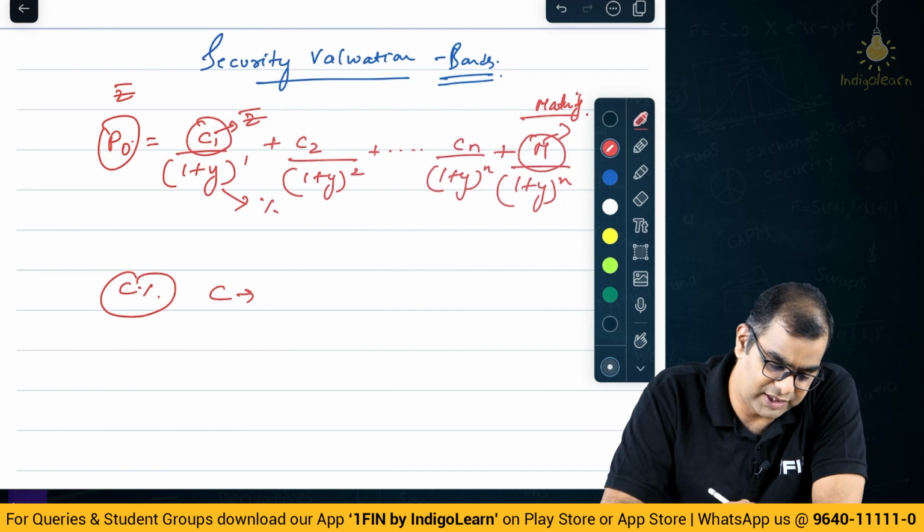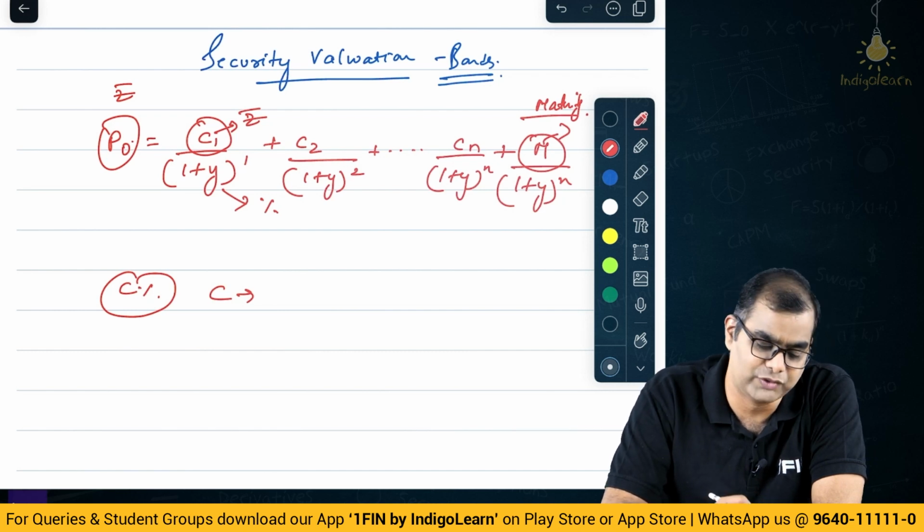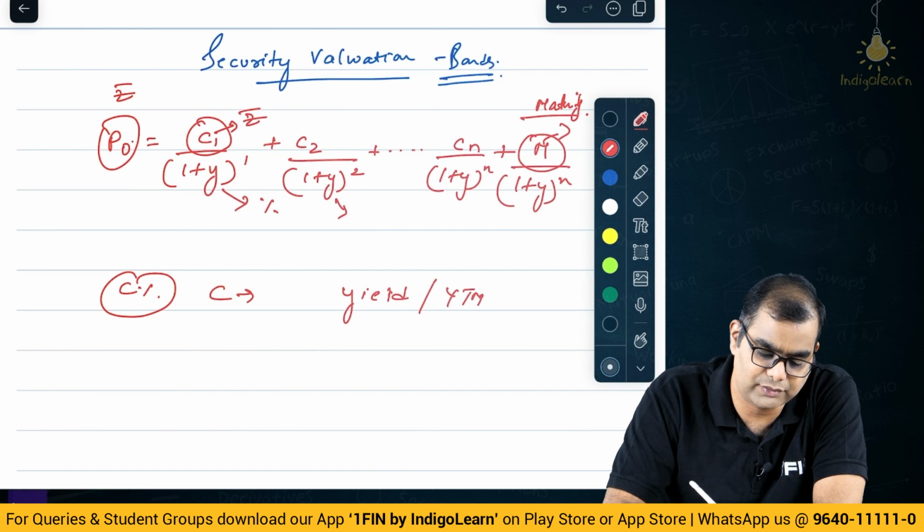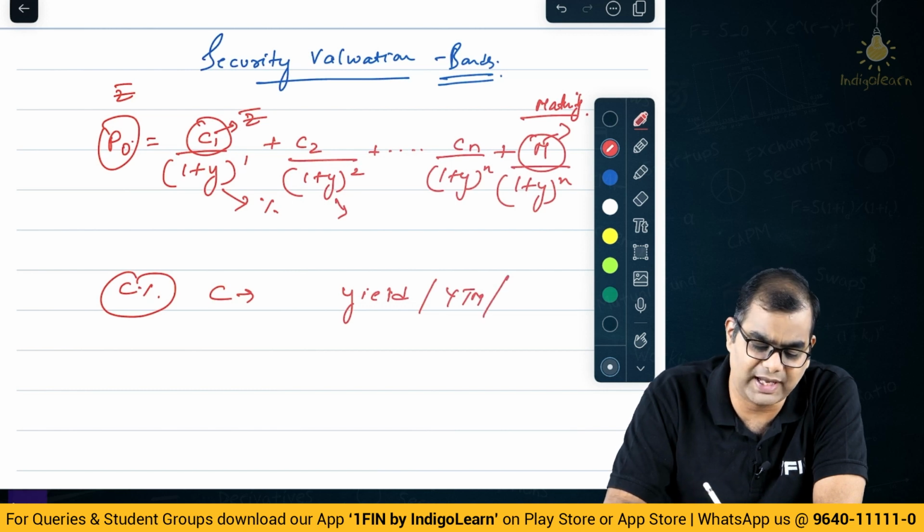Okay, now after having understood this, what are the key aspects here? Here we have assumed 1 plus Y, and we are calling this the yield or YTM. Simply put, this is basically the IRR.